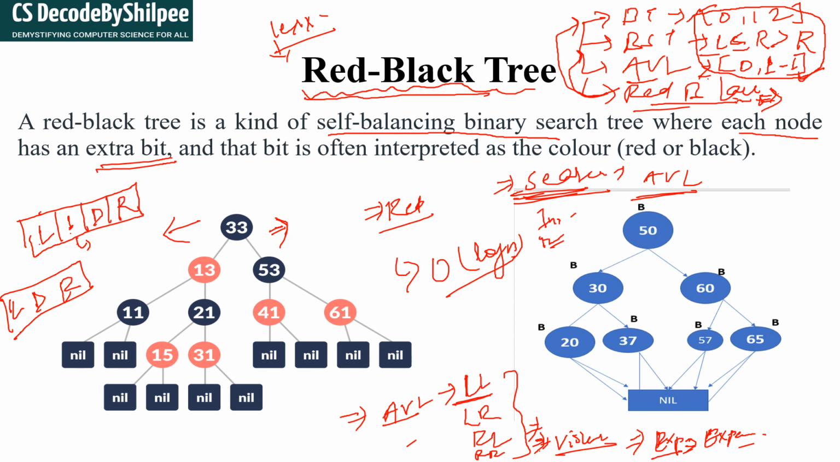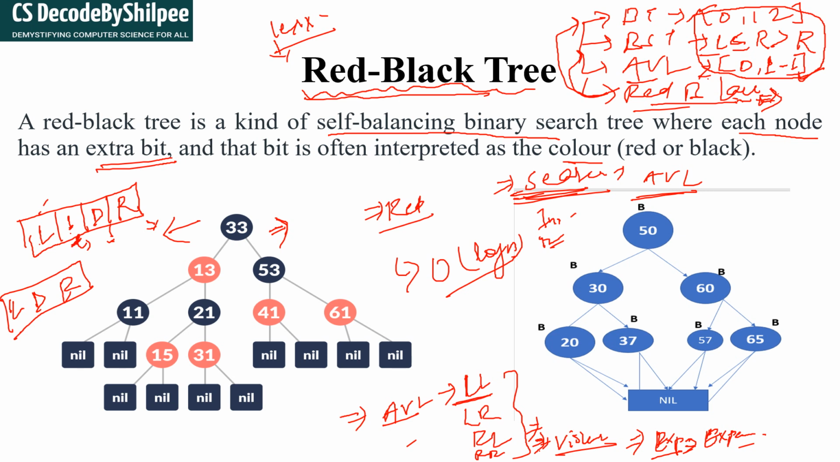So you have two pointers and one extra bit along with the data. This bit is used to represent the color. That's the way of representing the red black tree in memory. This extra bit is just interpreted as a color. So this is the red black tree. A red black tree is nothing but a binary search tree, but it uses one extra bit that's interpreted as a color.